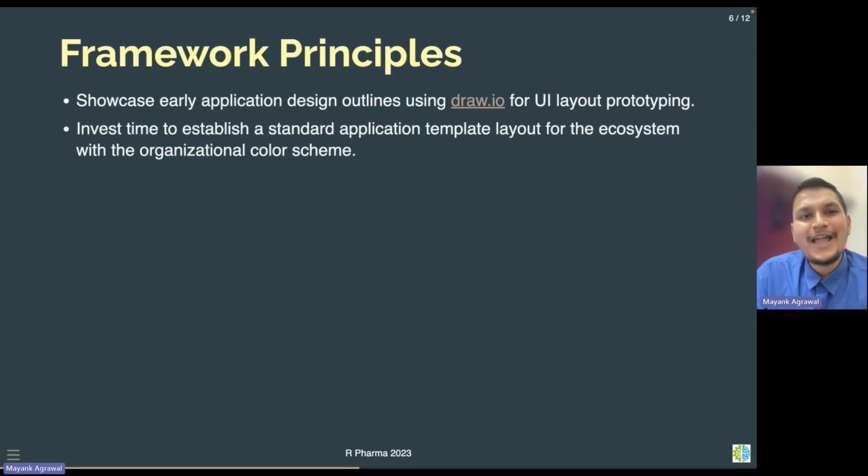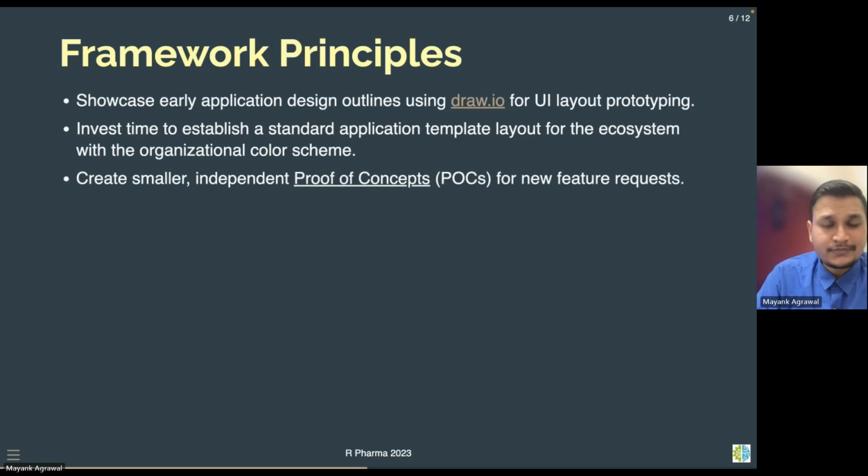We also spent a lot of time to establish a standard application layout which was in line with the organization color scheme, because we were building multiple applications or we would have scale, and these applications needed to look the way the other applications looked. We updated the entire UI so that it was always enterprise ready, which was also production grade.